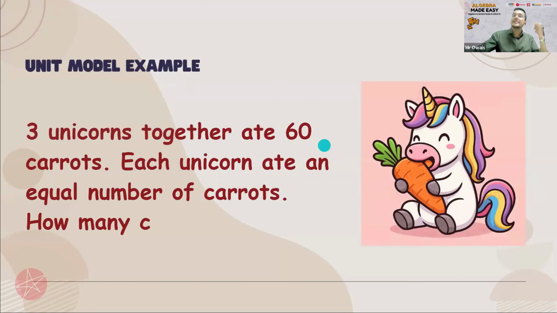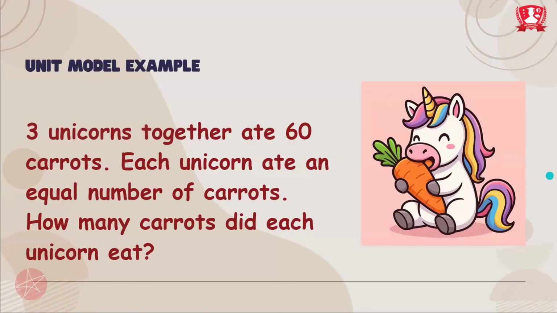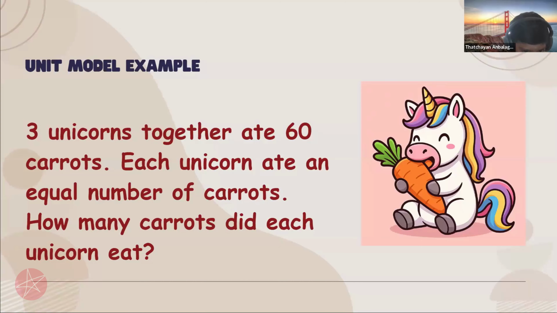So let's take a look at an example of this type of unit model. All right, so we've got an example here. We've got 3 unicorns. So once again, just like we had 3 lions, now we have 3 unicorns. And then this time, they ate not 30 ice creams like before, but carrots, and they actually ate 60 carrots. Okay, so all 3 of them. The main thing here is that each unicorn ate an equal number of carrots. Whenever we're using these unit models, it has to be equally divided.